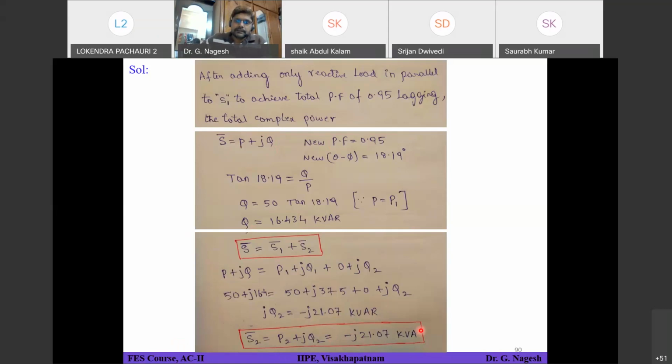Okay, so you have got Q2, I mean S2. Now how do we find out whether it is a capacitor element? From this expression you can say whether you are going to add a capacitor or an inductor. By seeing S2, the Q2 is negative, so you can approximately guess it could be a capacitor. But even if you don't have the idea, if you solve this, you will understand that it is a capacitor.